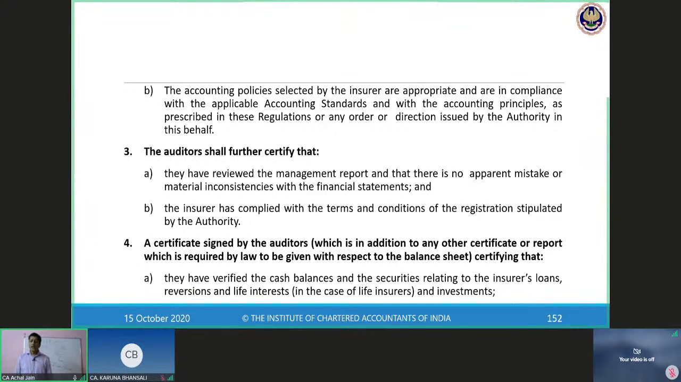Then a certificate signed by the auditors, which is in addition to any other certificate or report which is required by law to be given with respect to the balance sheet, certifying that they have verified the cash balances and securities relating to insurers' loans, reversions, life interest in case of life insurers, and investments.